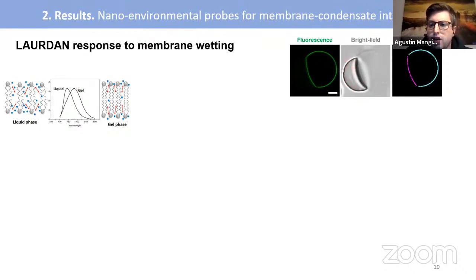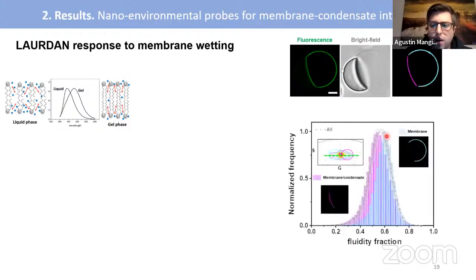And you can see that with phasors, we can now separate the contributions of these two parts of the membrane, the one that is in contact with the condensate from the rest. And what we saw is that the part of the membrane in contact with the condensate is more packed than the rest of the membrane.